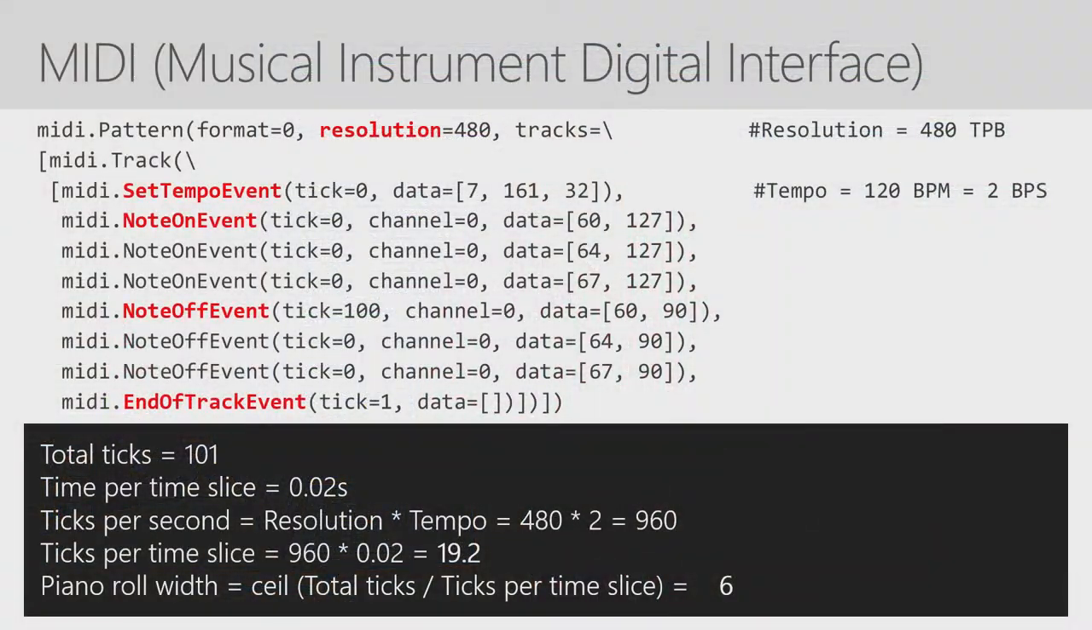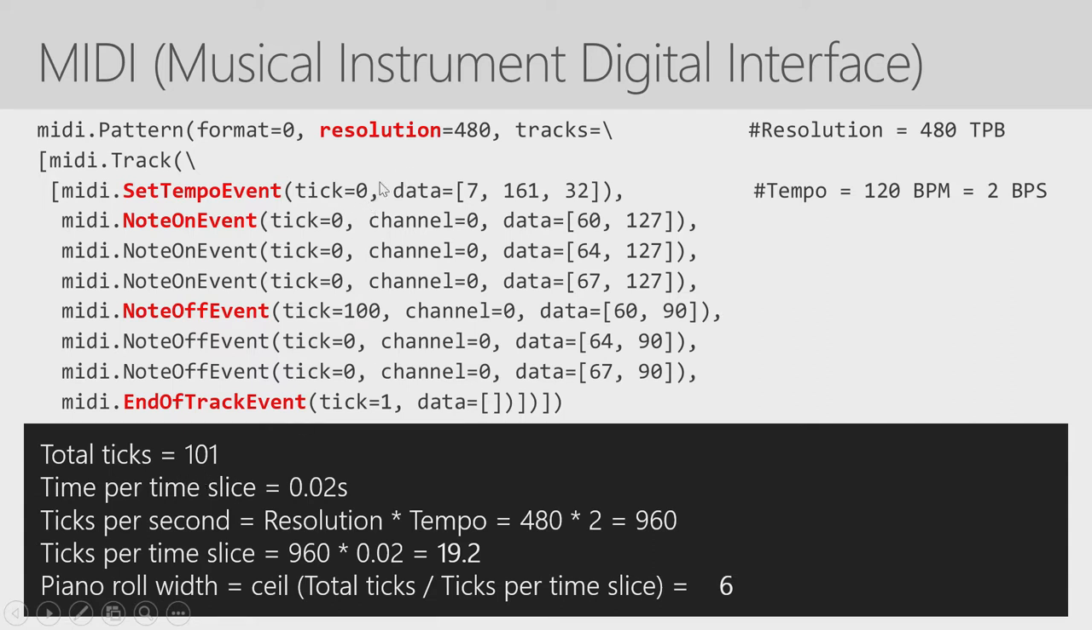Yeah. Okay, great. So what we do is we convert this MIDI file into those ones and zeros. And the way we do that is we take information from the MIDI file itself. So here you see we have a resolution of 48 ticks per beat. We have the tempo, and it's encoded in 8-bit words, which is 120 beats per minute. We have total ticks of 101.